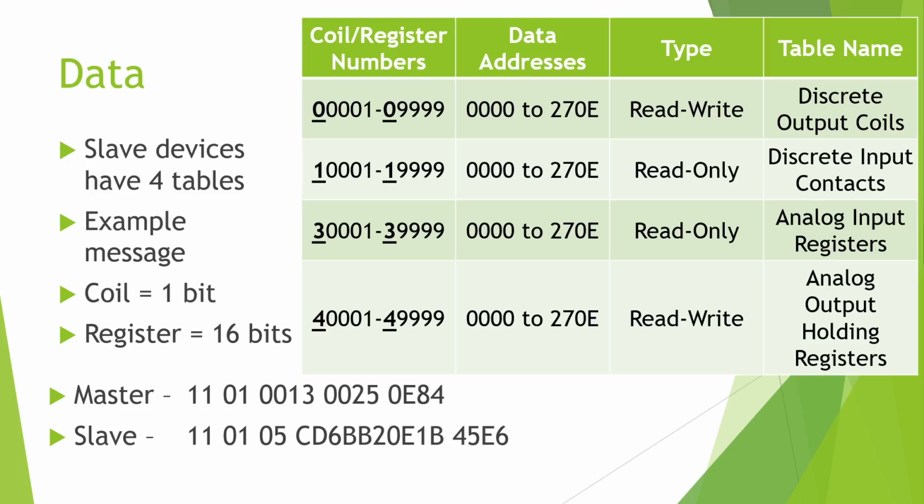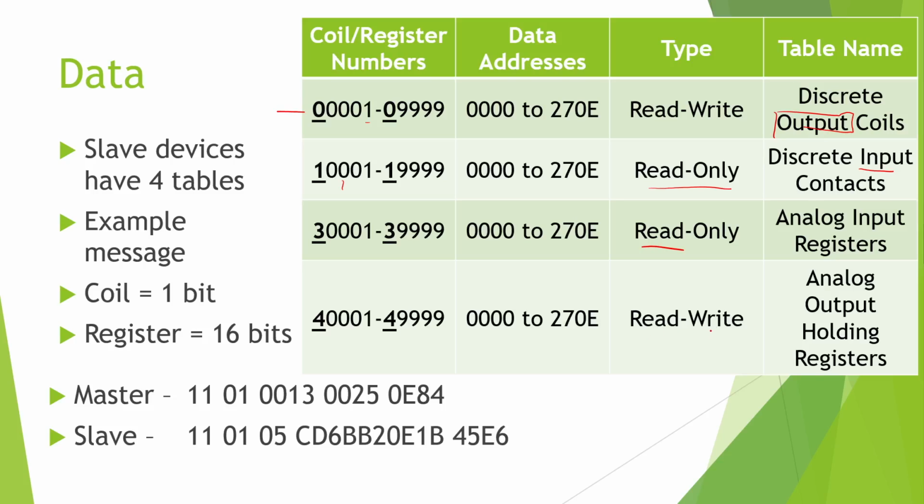Next, we have our data. So slave devices have 4 different tables, and you can see each table and what they would be. So 1 to 9,999, that would be read or write. Those are output coils. So again, that's output. 10,001 to 19,999, those are the input contacts. Notice that is read only. 30,001 to 39,999, that is our analog input. So those are read only. And then 40,001 to 49,999, that is our analog output. So those are read and write.